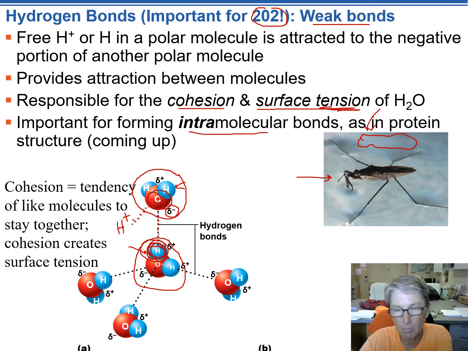So this is just the definition of cohesion. That's a tendency of like molecules to stay together. Like molecules would be water molecules. They're like each other. They want to stay together. That's called cohesion. When like molecules are cohesive, that creates this phenomenon called surface tension. And then you can get these guys walking on water.